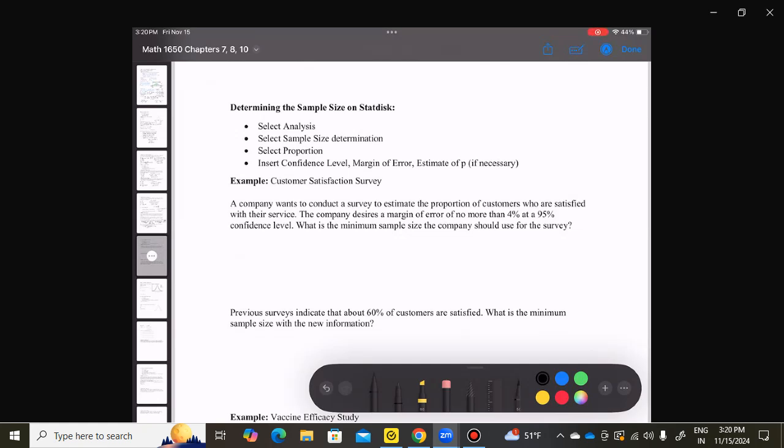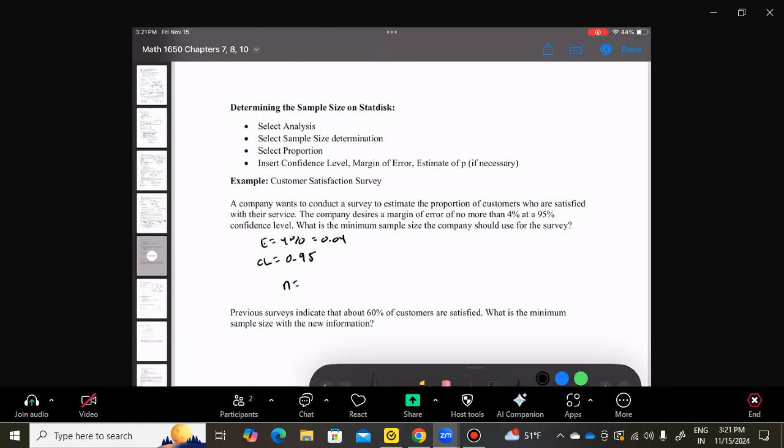Alright, so a couple of examples here. A company wants to conduct a survey to estimate the proportion of customers who are satisfied with their service. The company desires a margin of error of no more than 4%. So margin of error is 4% or 0.04. Confidence level is going to be 95%, so 0.95. What is the minimum sample size?